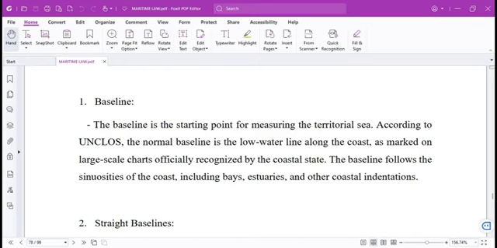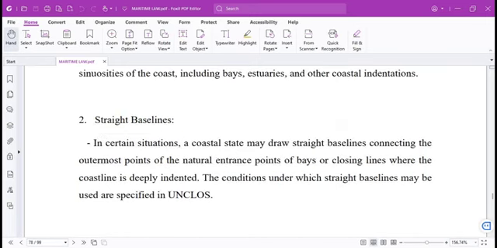We also have the straight baseline. In certain situations, the coastal state may draw straight baselines connecting the outermost points of the natural entrance points of bays or closing lines, where the coastline is deeply indented. The conditions under which straight baselines may be used are specified in UNCLOS.